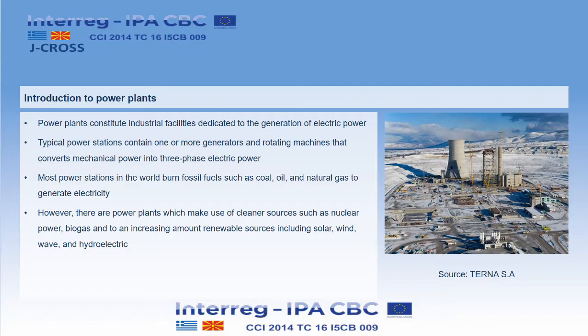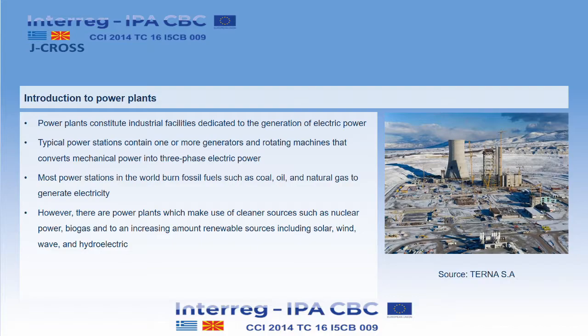Power plants constitute industrial facilities dedicated to the generation of electric power. Typical power stations contain one or more generators, rotating machines that convert mechanical power into three-phase electric power. Most power stations in the world burn fossil fuels such as coal, oil, and natural gas to generate electricity.